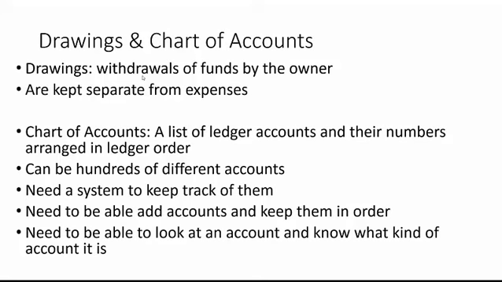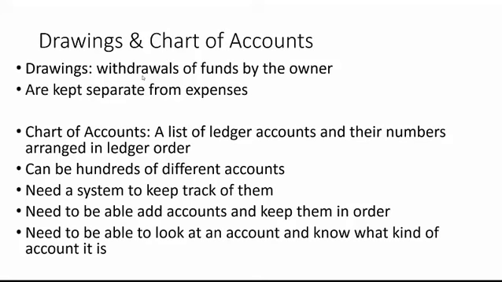The numbers, as you'll see, are assigned in the order that they would appear in the ledger. There could be a dozen accounts for the businesses we've dealt with, or there can be hundreds, even thousands of accounts. So that's even more reason to have a system to keep track of them.